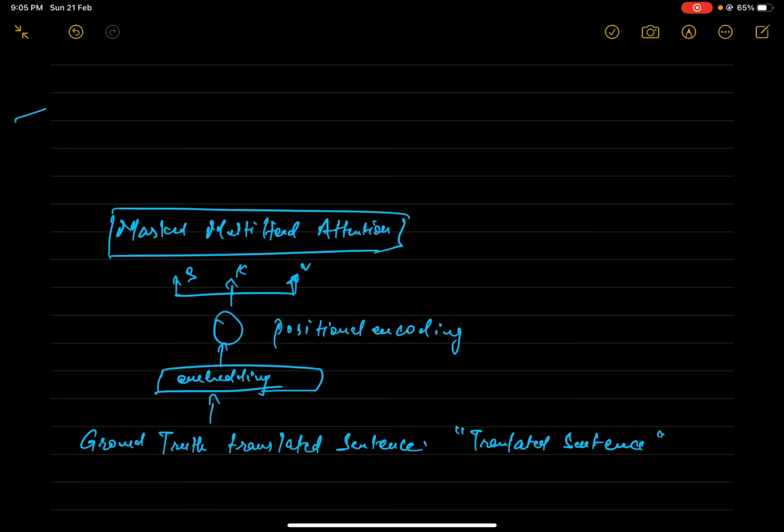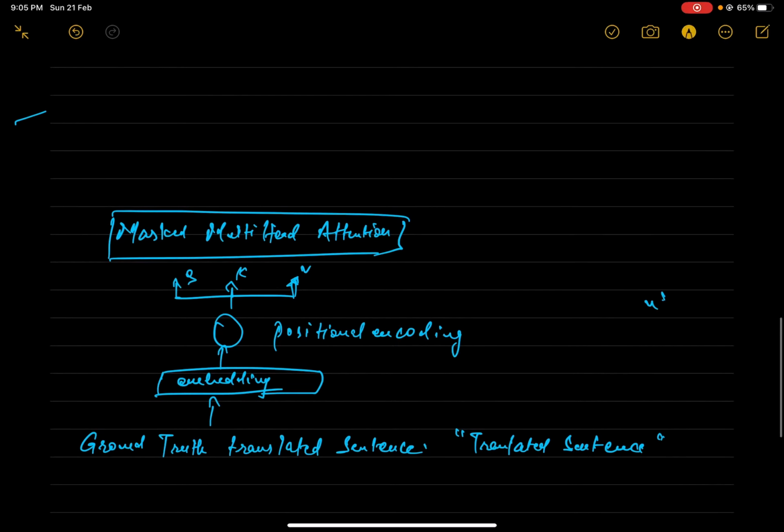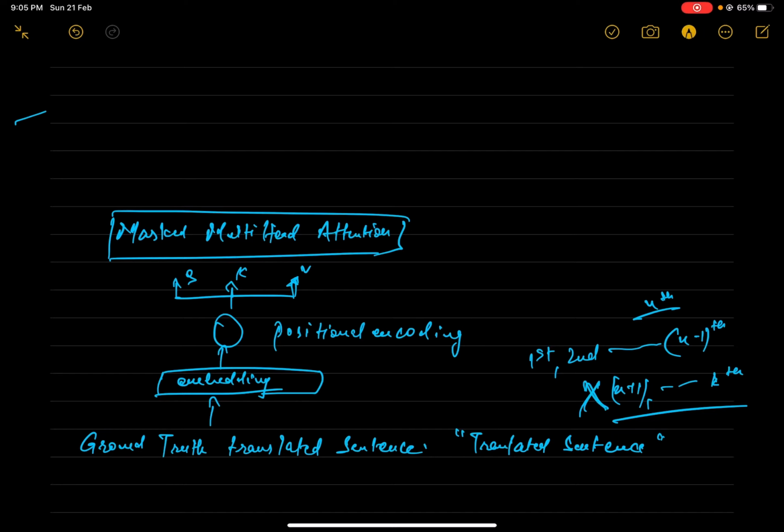So what masking does is it allows the model to see only what it has to see to predict the nth word. So basically when you are predicting the nth word, you are only seeing the first, second, up to the n-1th word, and you are not seeing the n+1 to kth word. That's the future words. You are not seeing this. That's what masking does. It masks the future output.